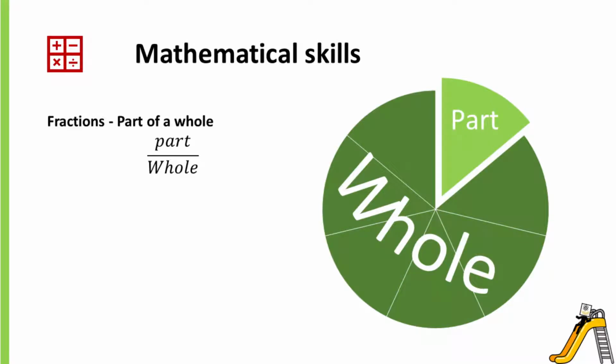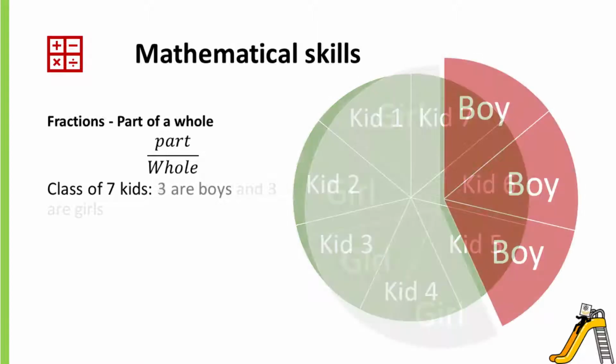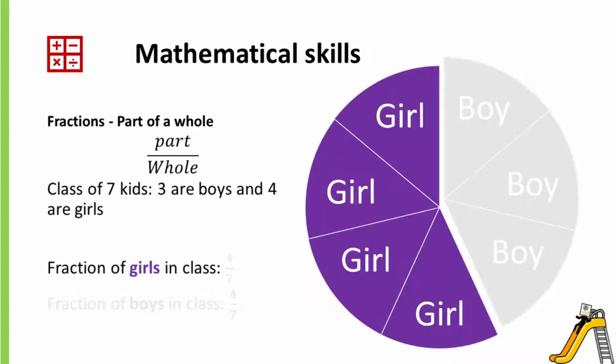Now let's take a class, for example. A class of, say, 7 kids. So there are 7 kids in this classroom. 3 of them are boys and 4 of them are girls. Now I want to know what is the fraction of girls in the class. We know the part that I'm looking for is the 4 girls and the whole is 7. And therefore our fraction of girls in the classroom is 4/7.